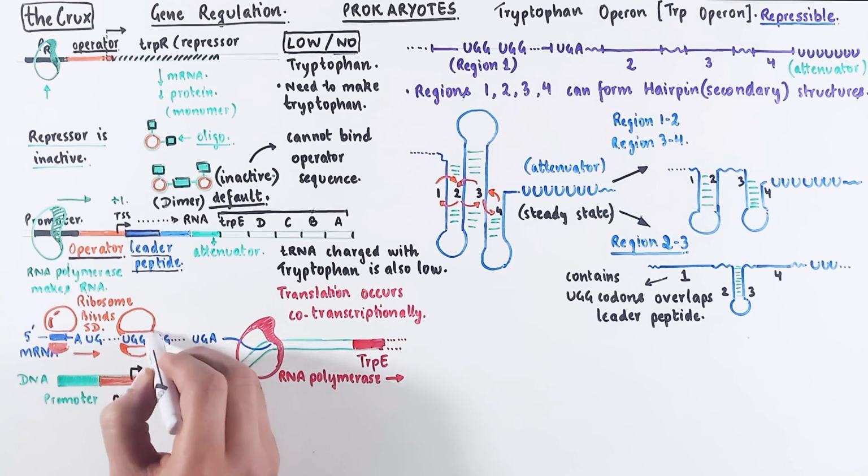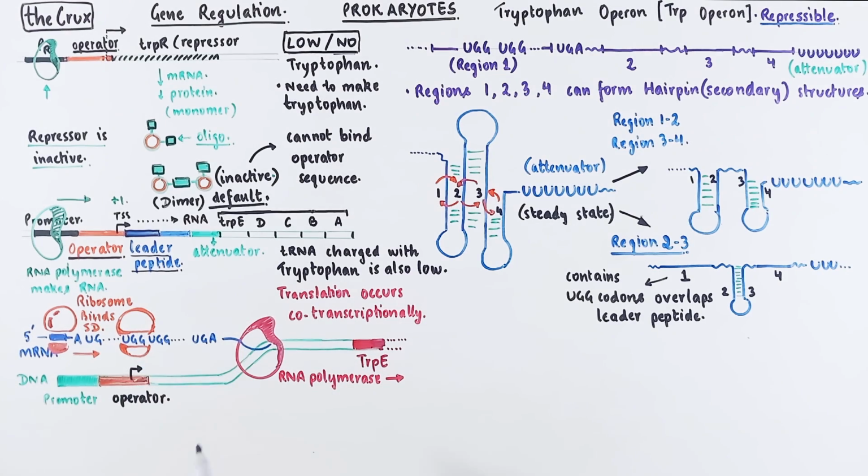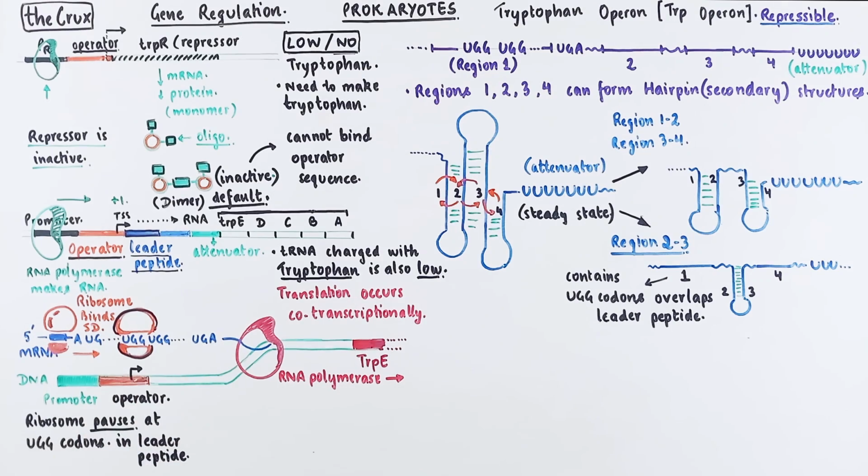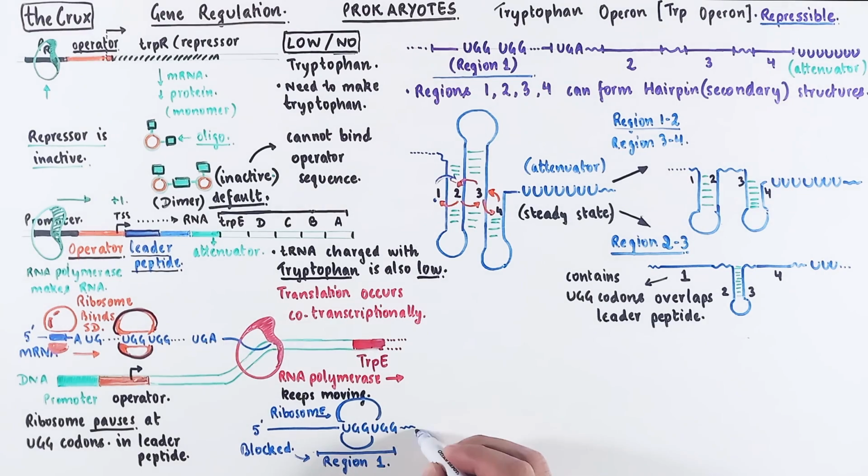But when the ribosome reaches the UGG codons in the leader peptide, the ribosome will pause at these UGG codons. This is because UGG codes for tryptophan, and since we are low on tryptophan, the corresponding tRNA is also low, so the ribosome cannot move forward. However, the RNA polymerase keeps moving ahead, and here lies the ultimate key to the tryptophan operon. You see, the UGG codon where the ribosome is paused overlaps with region 1 that we discussed earlier. This means that region 1 is not available to pair with region 2 because region 1 is blocked by the ribosome. And due to this block, region 1 and 2 hairpin cannot form.